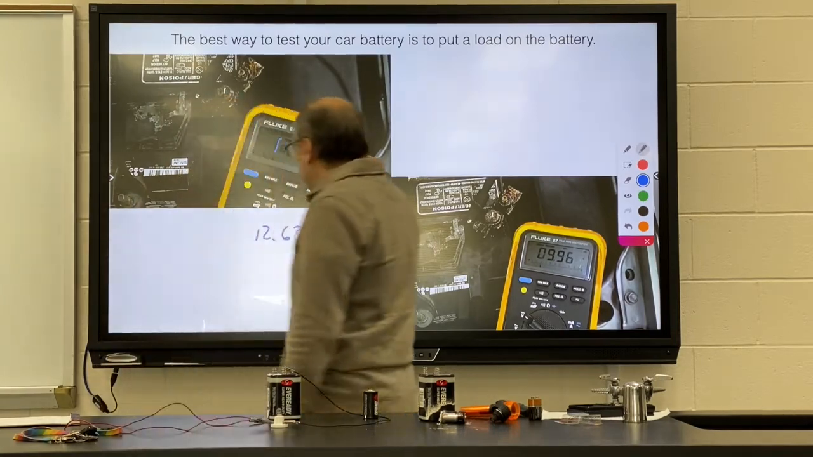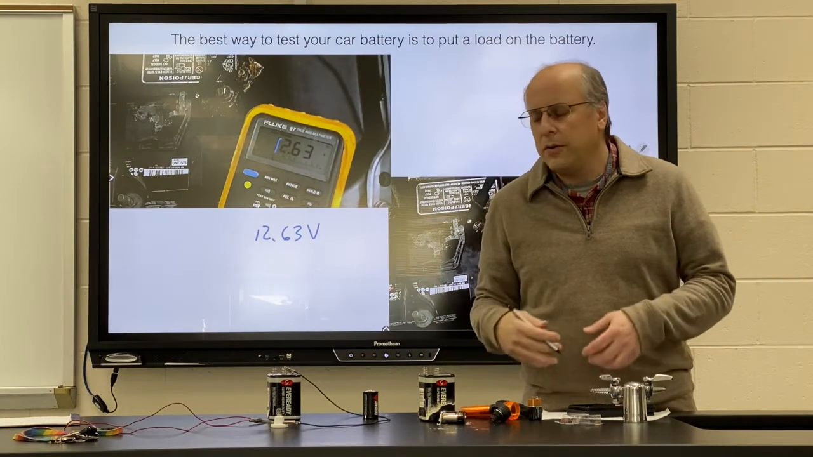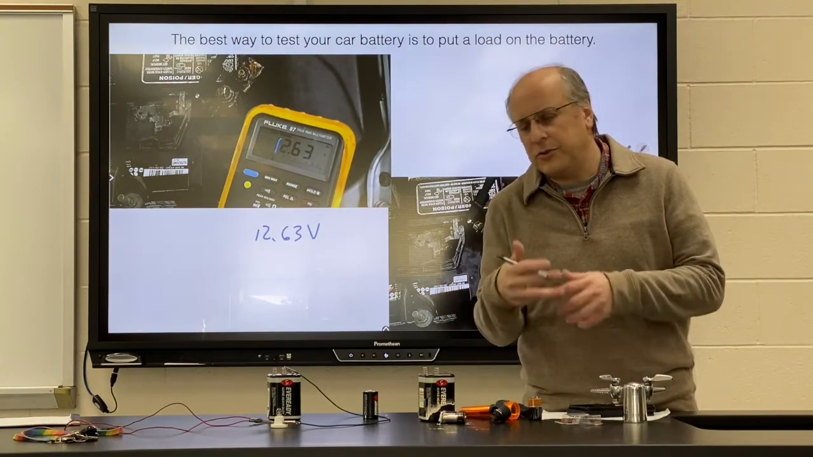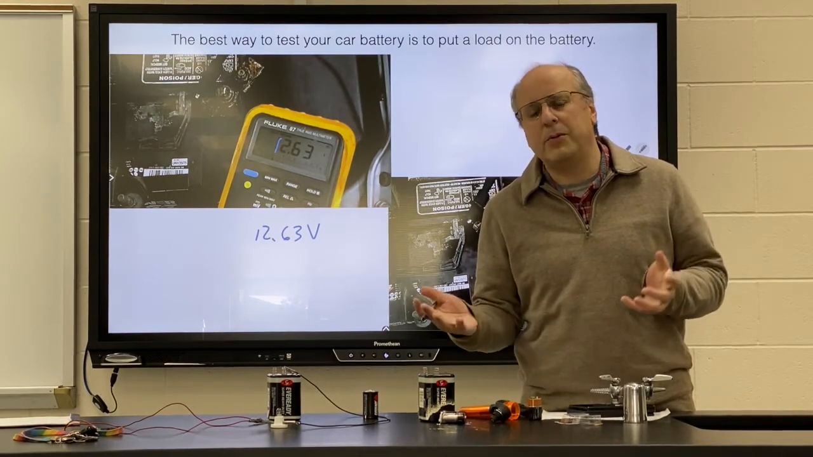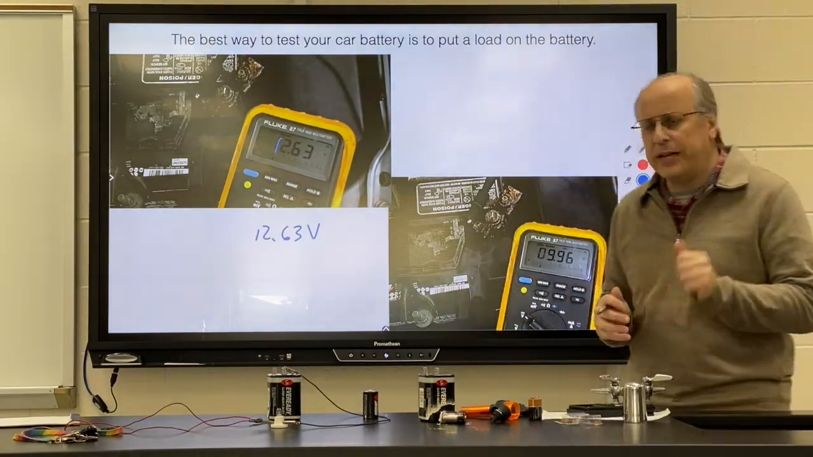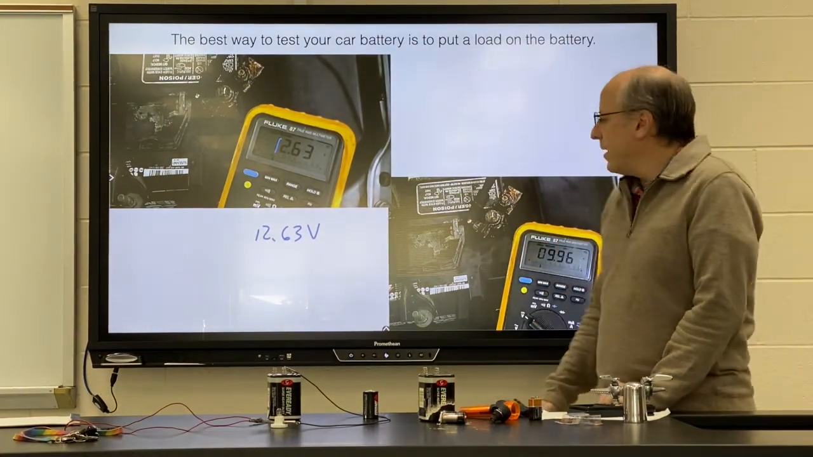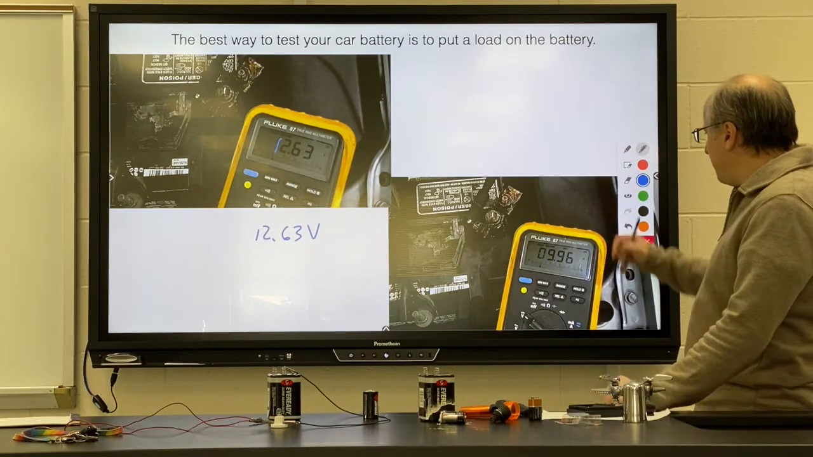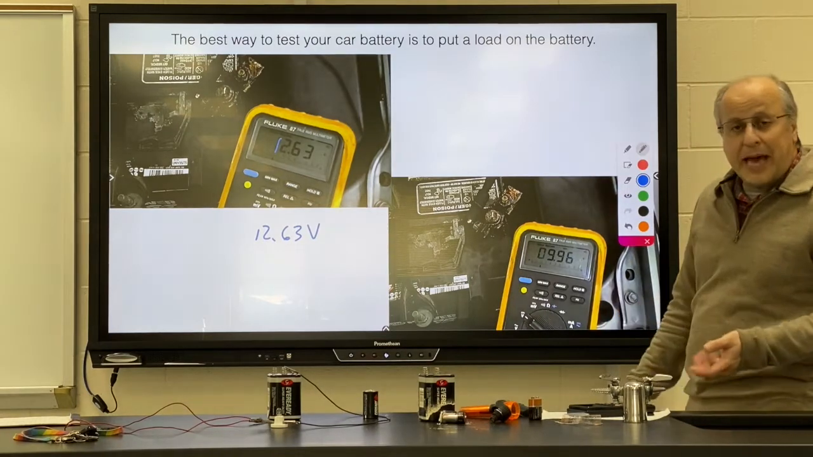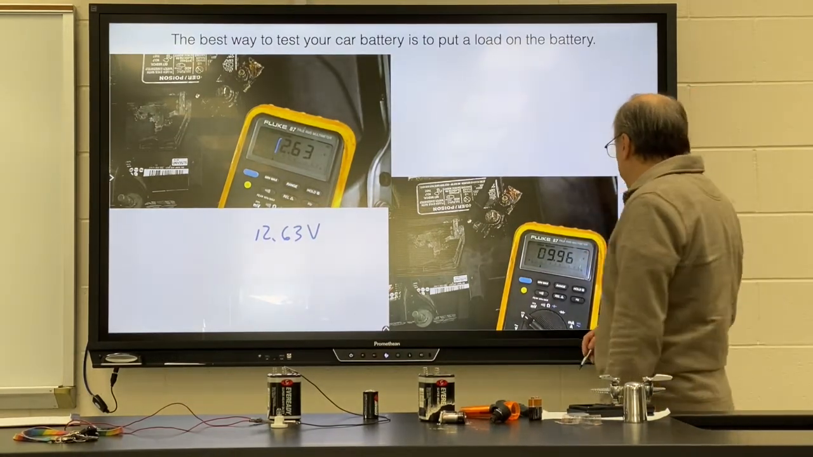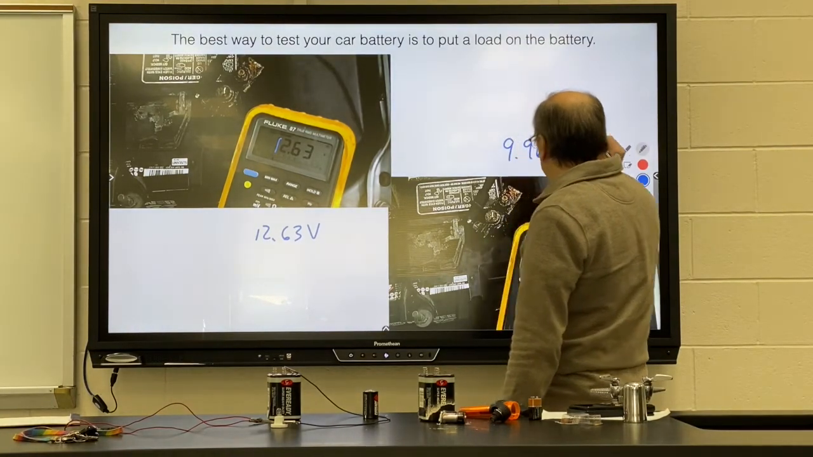12.63 volts. And you say, well, I got the 12 volts that I'm supposed to get. Remember, 12 volts is the approximation. Real car batteries are supposed to be more than 12. They probably won't be 13, but 12.63 sounds great. But the battery's not doing anything. So then you hook up something, maybe you turn on your headlights, and you put a load on the battery, and you'll see that the battery voltage drops. It's now reading 9.96 volts.